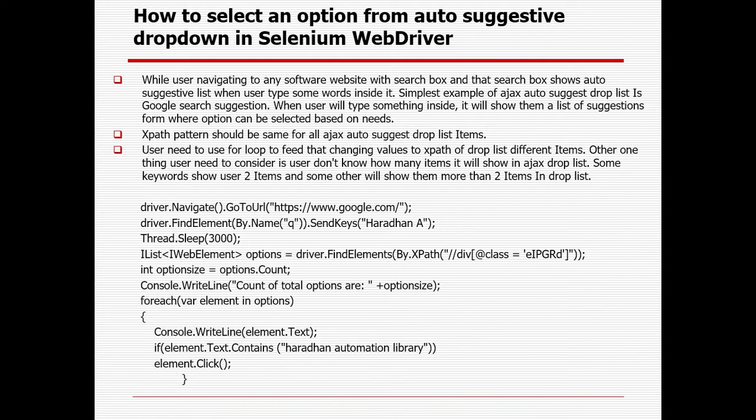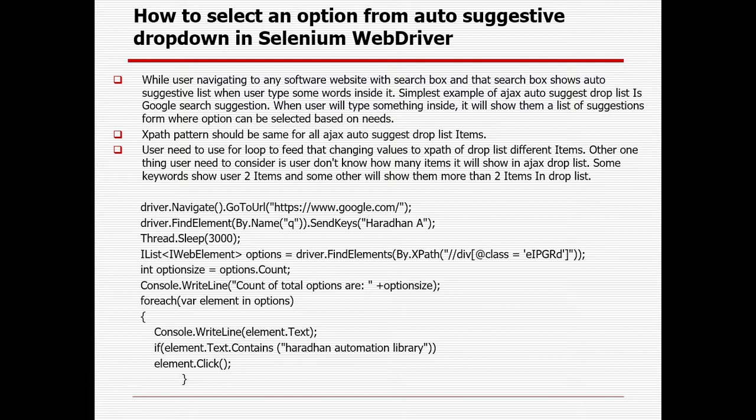So in the real time, whenever you are navigating to some web page or website or application, you might find some sort of text box where you can enter some value and it will give you some list of suggestion, and from where you need to select an option. But the problem is that suppose today if you search with a particular keyword, you will get a list of options, say 10, and you can select an option.